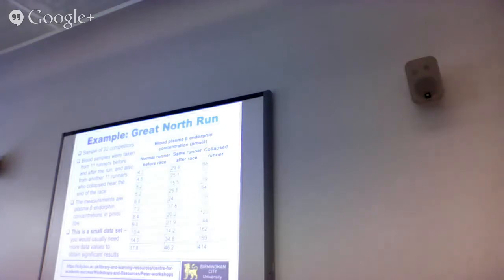Okay, so on to the example data set. Do most people know what the Great North Run is? It's the biggest half marathon in the UK. Takes place, I think is it around Easter time? No, it's not Easter, that's the London Marathon. I can't remember when it is, but sometime in the year, every year. It's about 50,000 people are involved in it. Now it's really grown over the years.